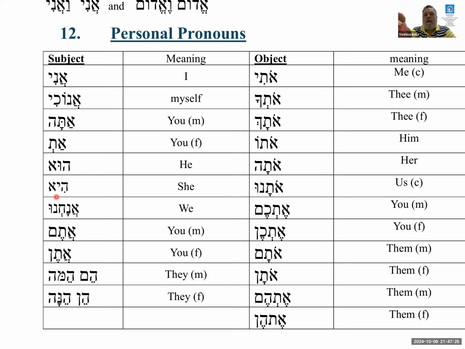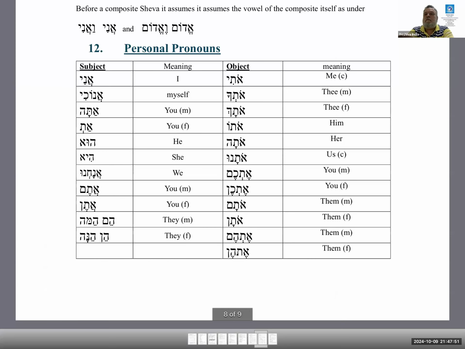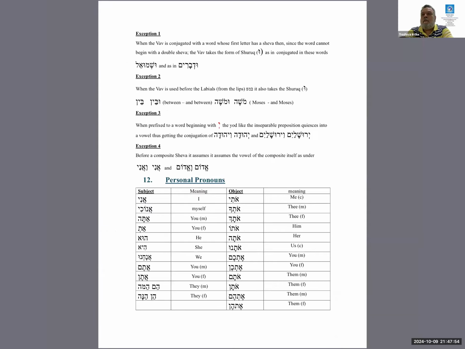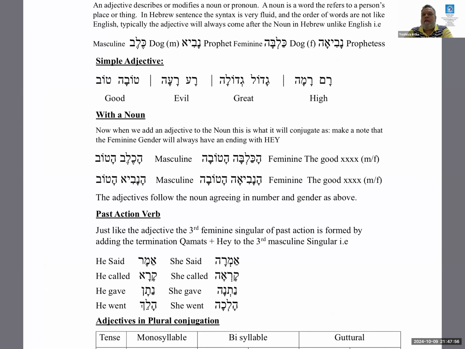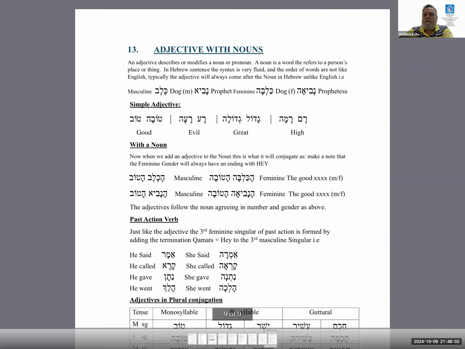Ani, anoki, atta, at, hu, and hi. Maybe anakhnu sometimes. That's it. This is basically what you will find. And here you'll find othi, otkha, otak, otan. That's it. Plurality you'll find very rarely. Okay, but just remember these. And we have adjectives with nouns. I won't do the adjectives today. I'll do it next time.